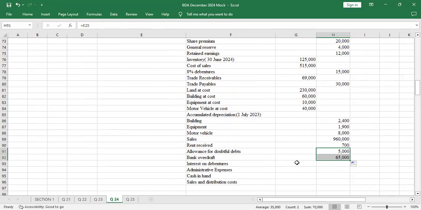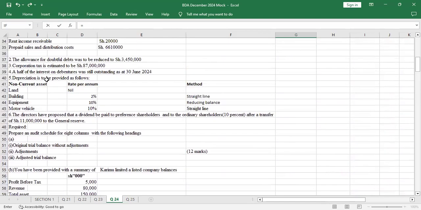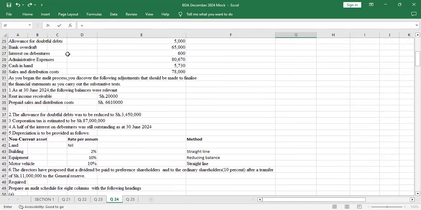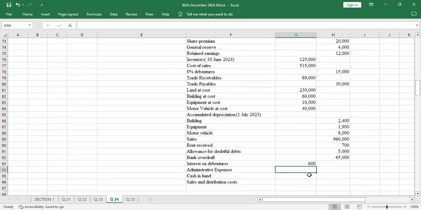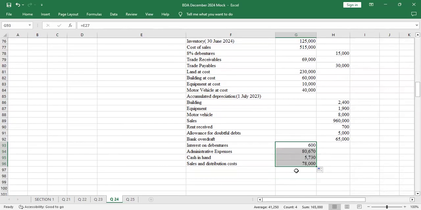Then interest on debentures is an expense, so we'll debit it. Administrative expense, so we debit that. Cash in hand is also an asset. So I'll just drag all the way to sales and distribution cost, because even that is an expense.